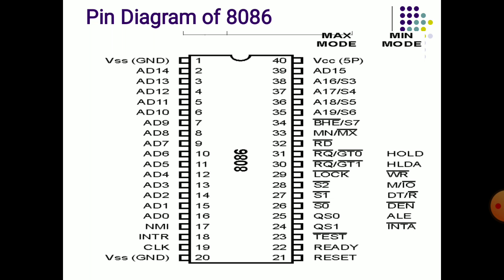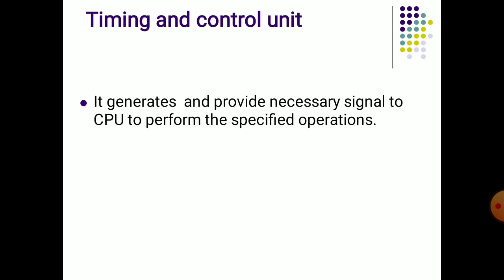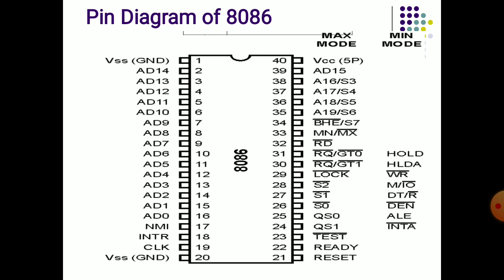Then if it is 100, code access. If 101, read memory. If 110, write memory, and 111 means idle state. So these are the operations carried out in maximum mode operation, that is S2, S1, S0. They are used to generate the appropriate control of the operation, that is interrupt acknowledge, read IO port, write IO port, halt, code access, read memory, write memory, and idle state. These are the three signals.